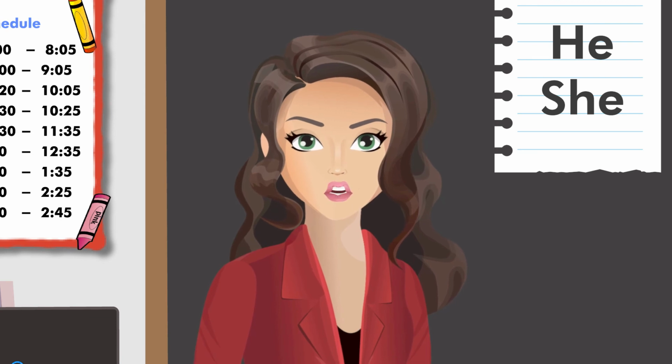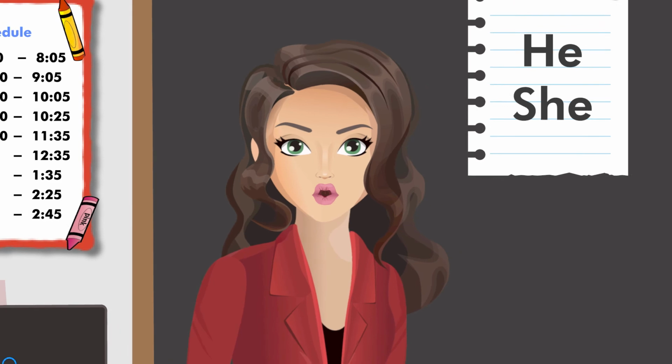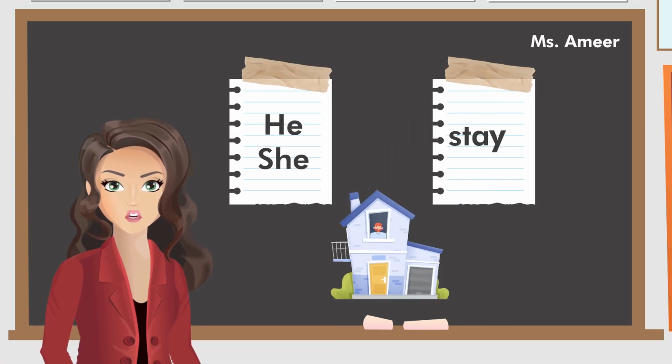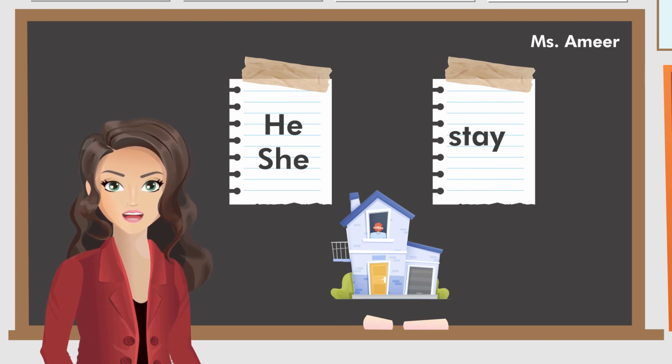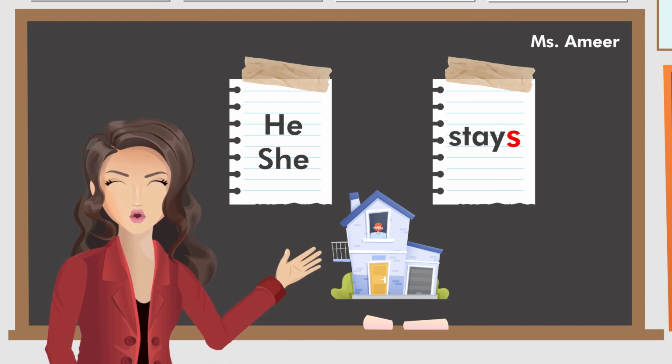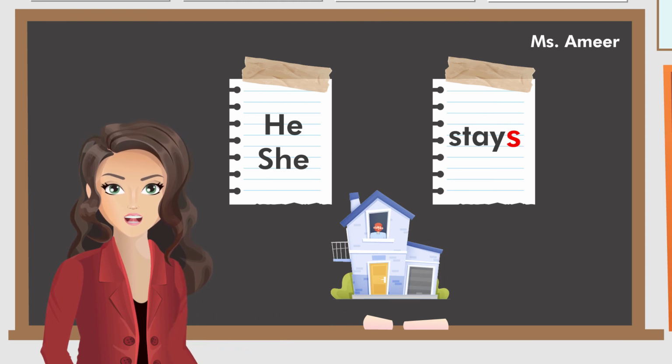Let's practice one more time. Can you tell me the correct ending for the verb stay when used with pronouns he or she? You got it. You would say he stays, she stays. Great work.